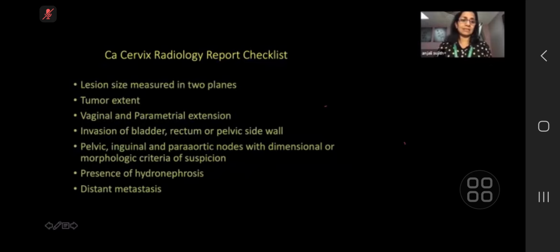Okay, so we have a CA cervix radiology report checklist here. The lesion is to be measured in 2 planes. You have to describe the tumor extent and the extent to vagina, parametrium, adjacent structures, nodal status, presence of hydronephrosis, and distant metastasis. Okay?